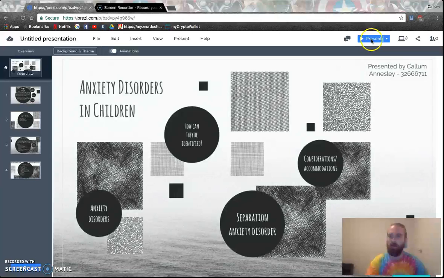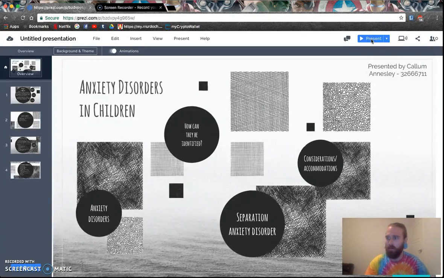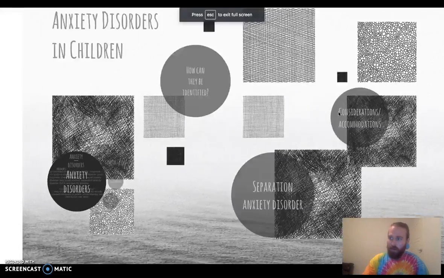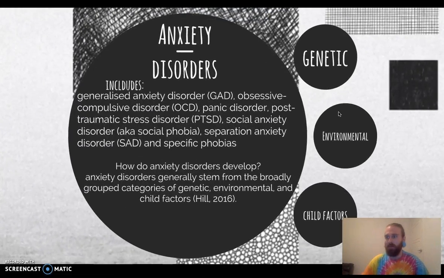Separation anxiety disorder. The term anxiety disorder is used in reference to a number of different mental illnesses. That can include generalized anxiety disorder, obsessive compulsive disorder, panic disorder, post-traumatic stress disorder, social anxiety disorder, separation anxiety disorder, and specific phobias. While they're all determined by the generalized term, each disorder can be identified by its own unique specific symptoms, despite the amount of medications that exist to combat these sorts of disorders.